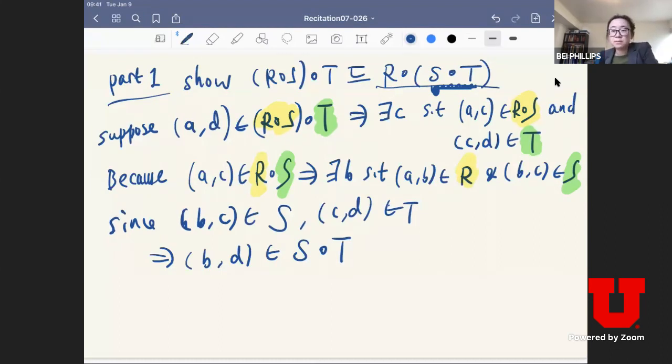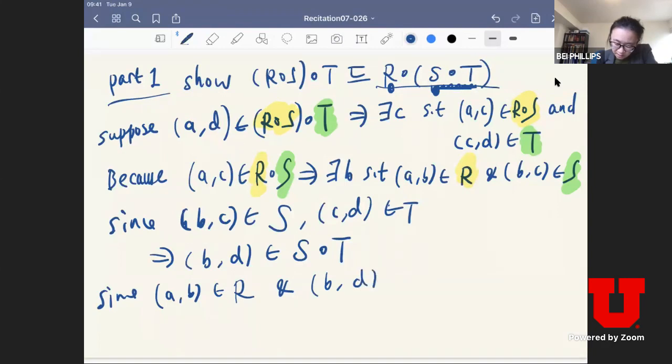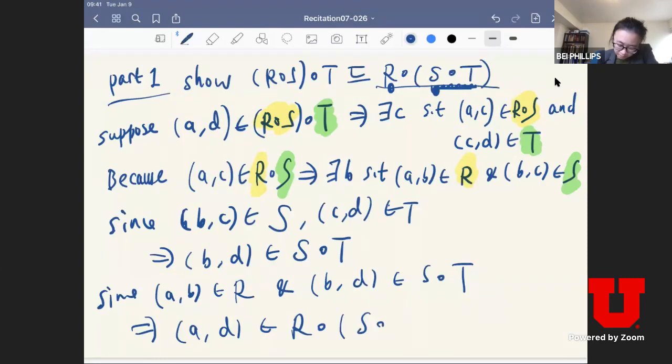I'm again using the definition of composition, right? If I have C as a connecting element between B and D, then B and D is part of this composed relation. And finally, I need an R, so I need to compose with something that is part of relation R. Because A and B is in R, and we just showed B and D is in S composed with T. So B is a transitional element. This means A and D is part of R composed with S composed with T. That's the end of the proof from the first part.